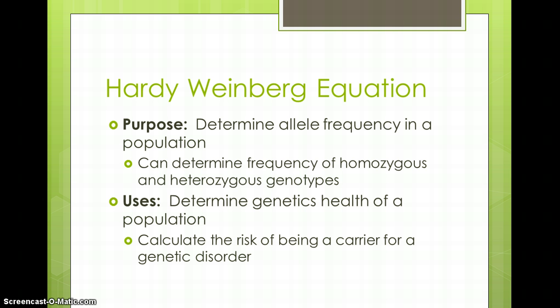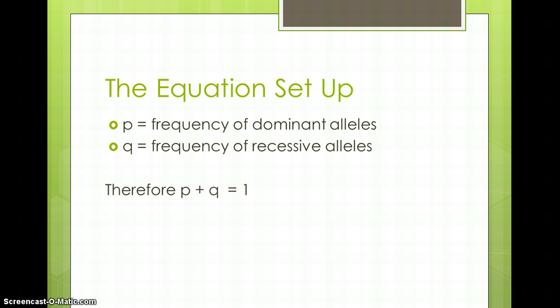While this may not seem like something that would be useful, we actually do use these in determining the genetic health of a population. And what I mean by that is, think about genetic disorders. People want to know what is their chance of actually being a carrier in a situation for that. And so we can figure out those probabilities using the Hardy Weinberg equation.